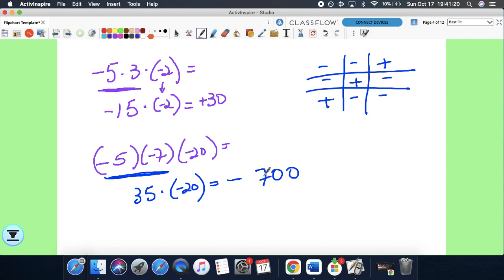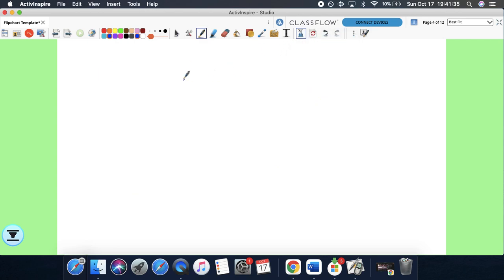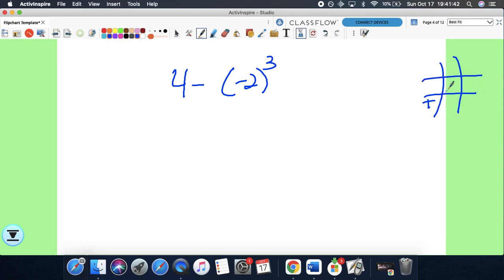Okay, so let's look at the next problem. Next problem is, let me see what it looks like. Oops, let me erase this. It's easy for everybody: 4 minus negative 2 to the third power. And again, I'll keep this here on the side. Plus, plus, plus, minus, minus, minus. So, order of operations, we have to do this first, right? This is what we do first.